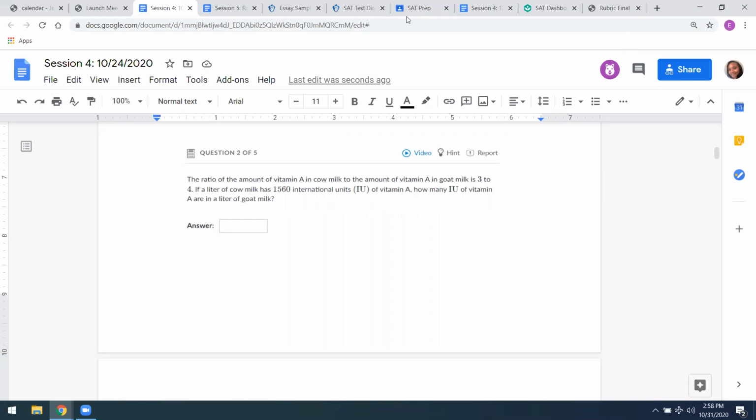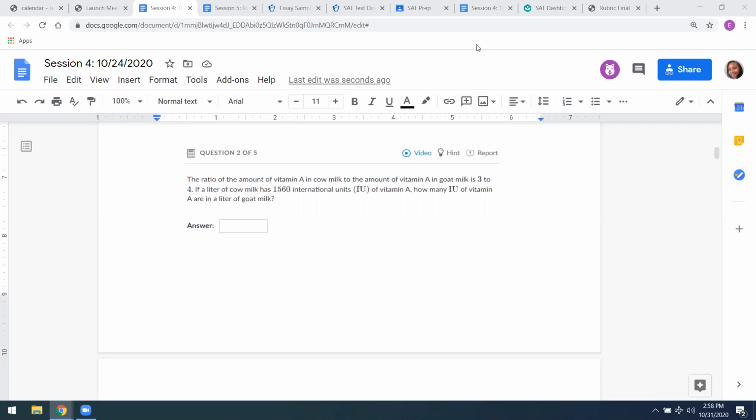The ratio of the amount of vitamin A in cow milk to the amount of vitamin A in goat milk is 3:4. If a liter of cow milk has 1,560 international units of vitamin A, how many international units of vitamin A are there in a liter of goat milk? Thank you.